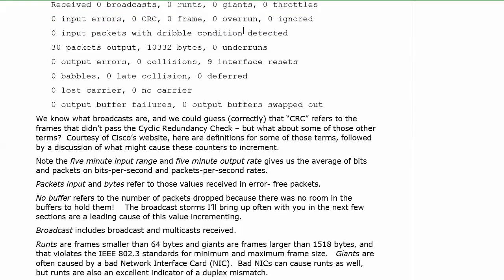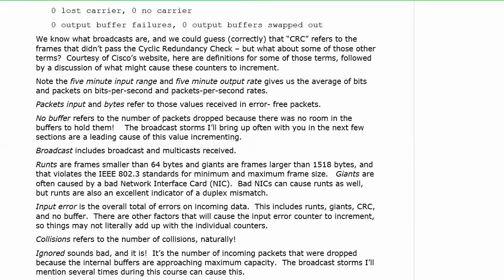Now, ignored, we looked at this up here with the CRC, frame, overrun and ignored. CRC, that's a version of our frame check. That's our cyclic redundancy check, and of course that's the recipient of the frame checking the frame's integrity, and it's for error detection. We know that's a version of the frame check sequence, FCS. So we know what that one is. Now let's go back to that ignored. Ignored means it's the number of incoming packets that were dropped because the internal buffers are approaching maximum capacity. So that's an indicator of a problem. It hasn't gone totally fatal yet. We haven't gone to no buffer yet, but we're getting real close. And again, broadcast storms can definitely fill up your buffers and cause legitimate non-broadcast packets to get dropped because there's no place to put them in the buffers.